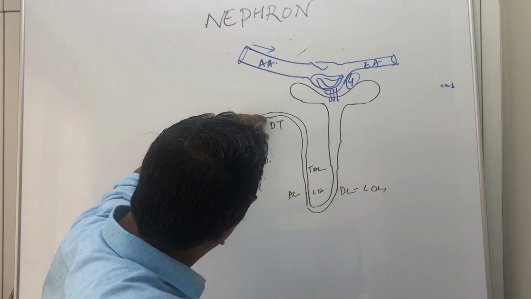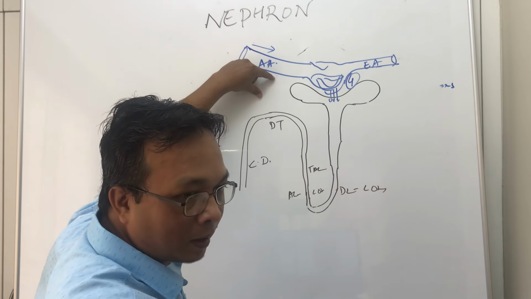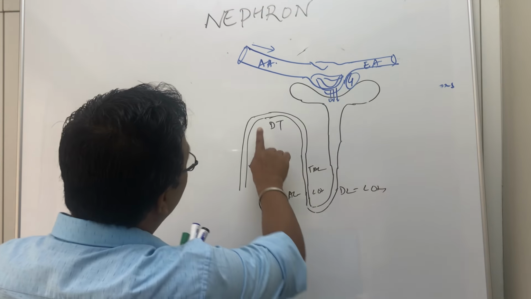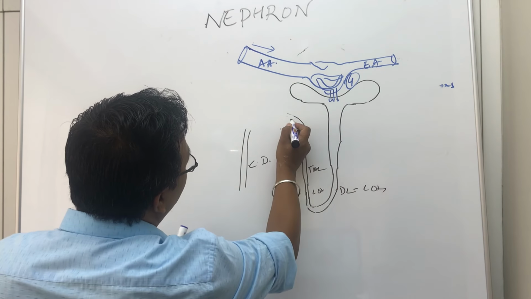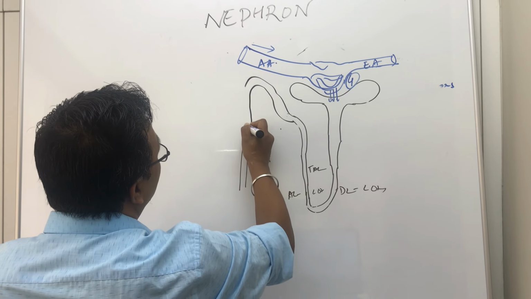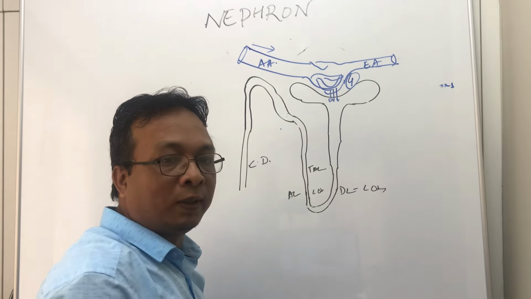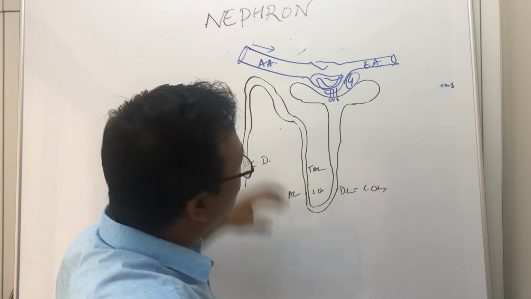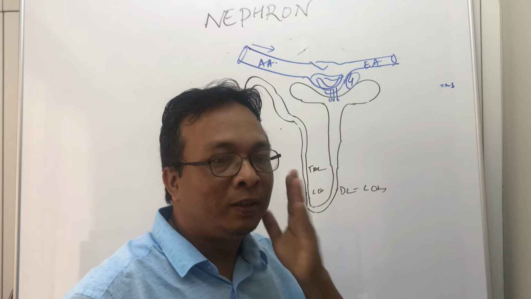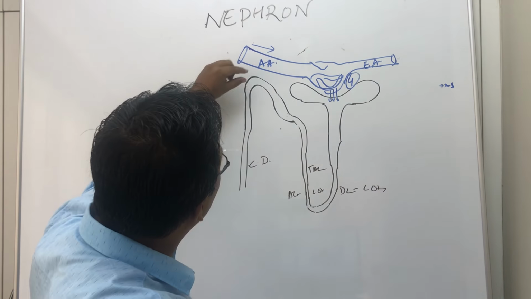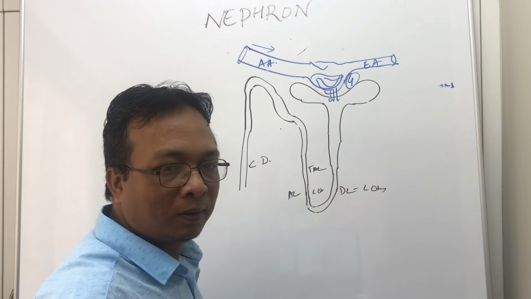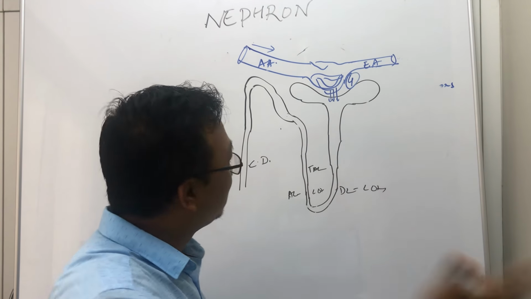So in reality, this distal tubule goes very close to the afferent arteriole. Let me make it more close. It goes very close. Now, why nature has made the distal tubule close to the arteriole is also very enigmatic. Because here the distal tubule is constantly communicating with the arteriole by means of some special cells which were discovered later.